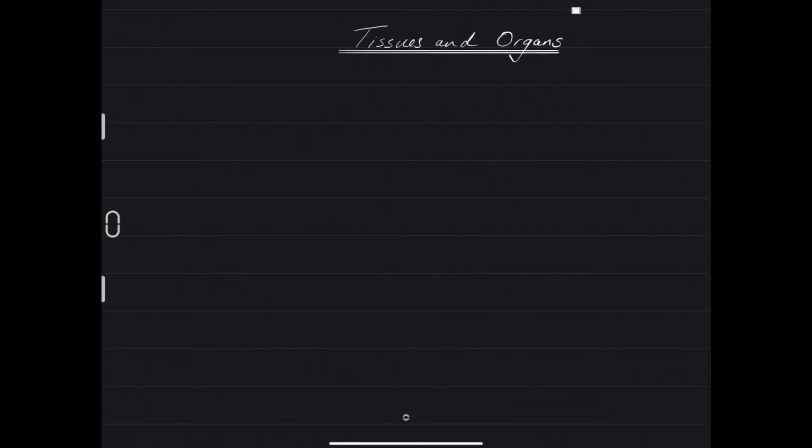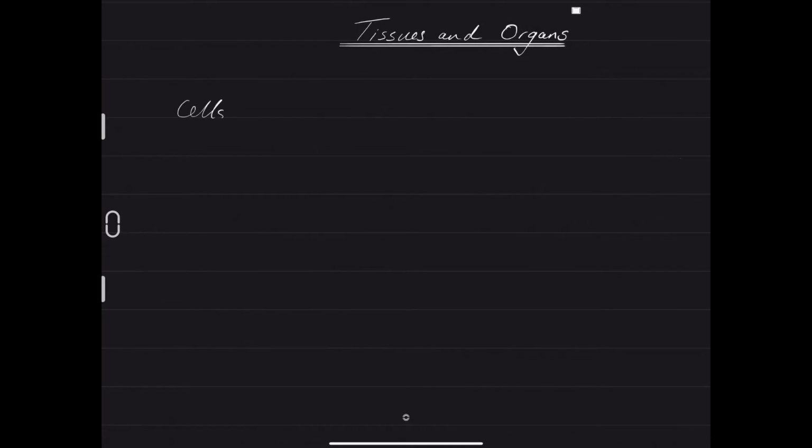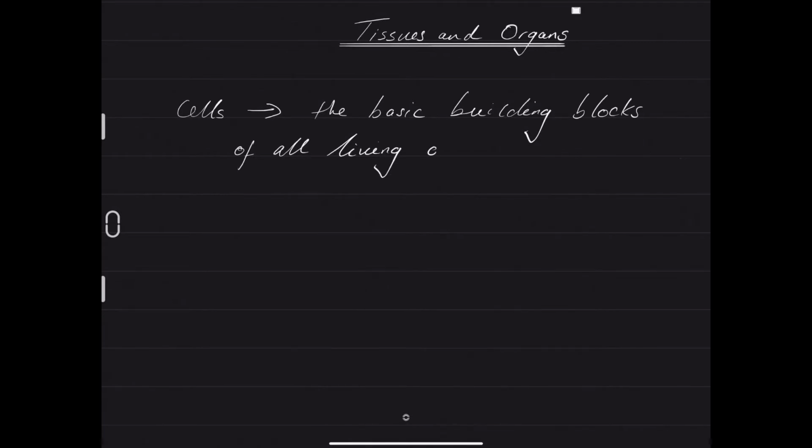So we can say that cells, if we were just to recap, cells are the basic building blocks. Cells are the basic building blocks of life. This is the standard definition that you've come across a number of times. Building blocks of all living organisms.